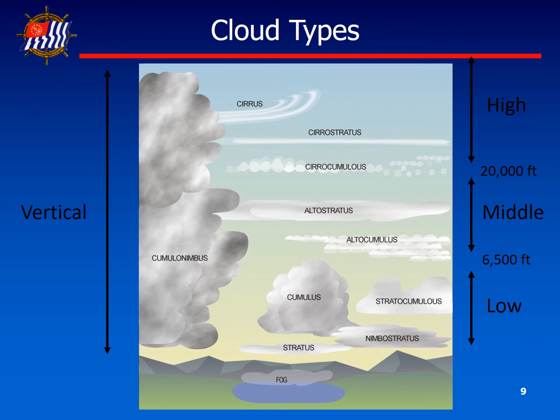Cloud height is determined by cloud base. High clouds are 20,000 feet and above. Middle clouds are 6,500 to the top of 20,000. Low clouds are below 6,500 feet. Vertical clouds have low bases but high tops.